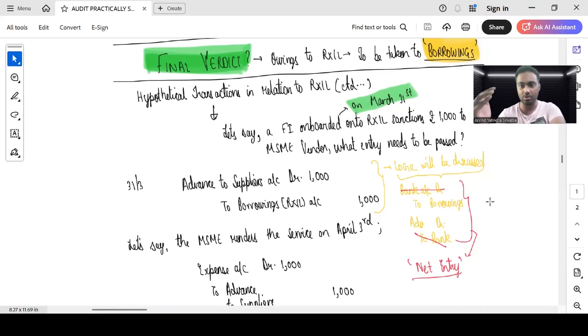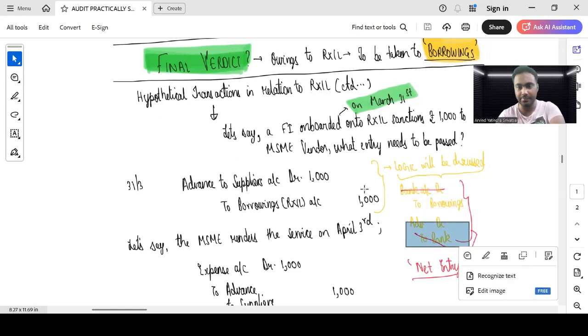In the examples where we knocked off, be it our capital creditors and capital advance, or be it our trade payables and advance to suppliers, they were in relation to the same party, which is why we basically knocked them off. So here, if you see, bank account debit to borrowings would be the first entry for the loan from RXL. Then it would be advance debit to bank for the next entry for the advance given to our MSME supplier. So net, if you see the impact, the entry would be advance debit to borrowings because your bank in the debit and bank in the credit would get nullified, right?